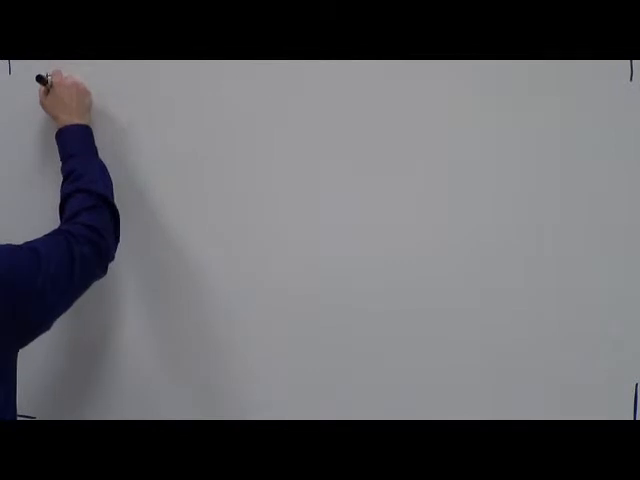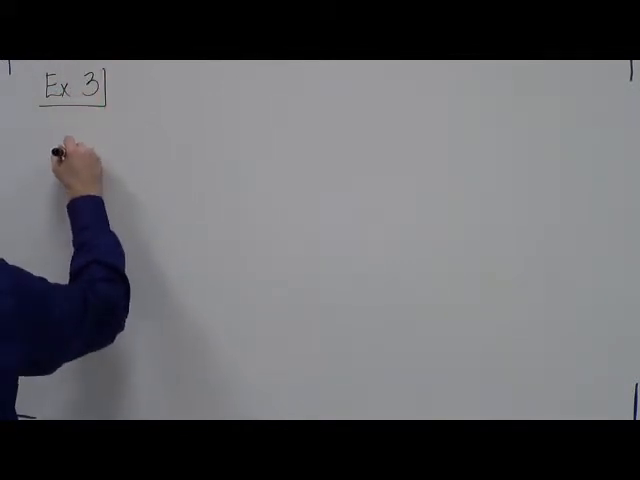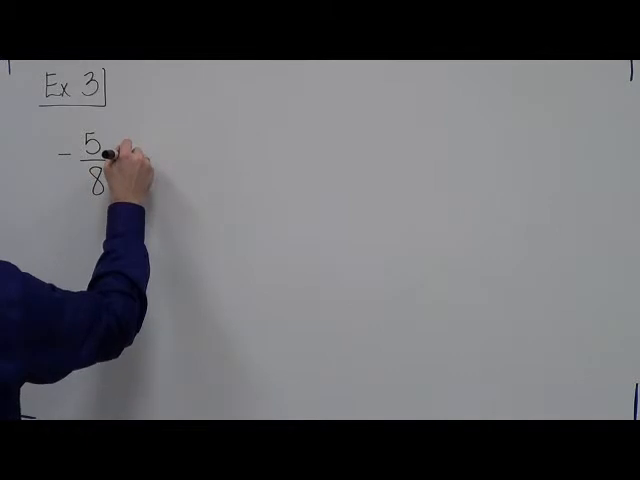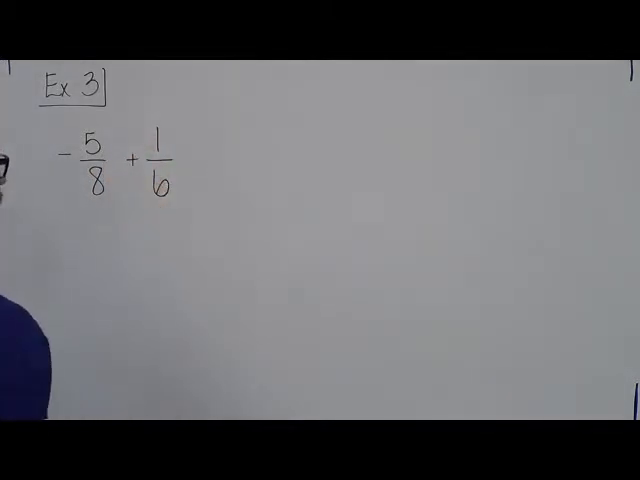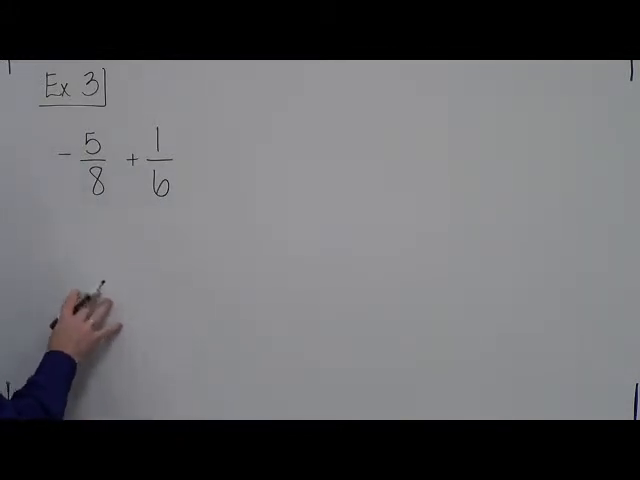Alright, so for this next one, and again, we're going to get to some where we're going to do negatives and positives. For this next one, we're going to be adding negative 5/8 plus 1/6. We'll worry about the negative here in a minute. The first thing we have to do is figure out how to get these to be like denominators. If you recall, we're looking for the least common denominator, which would be the least common multiple between them.